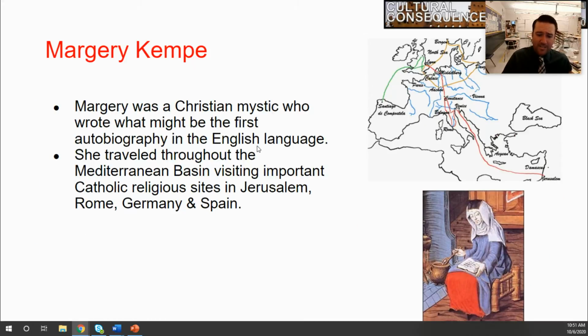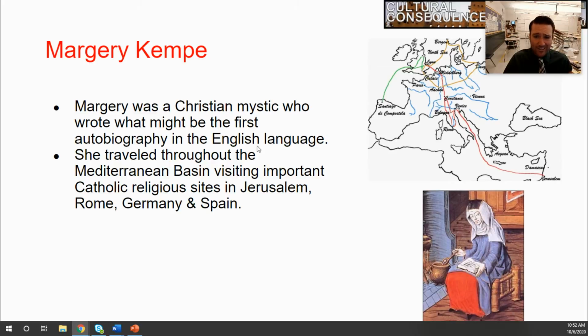Margery Kempe is somebody that I didn't know about. I learned about Margery Kempe when I was in school, and she was just added to the AP curriculum last year as another example of a world traveler. And when you read more into her, she is just an amazing individual.